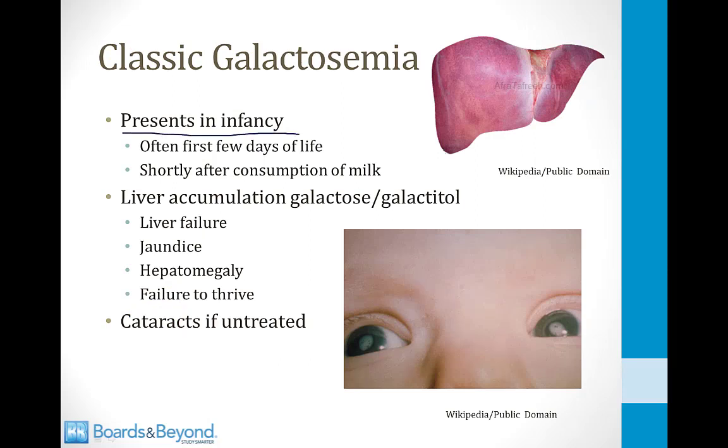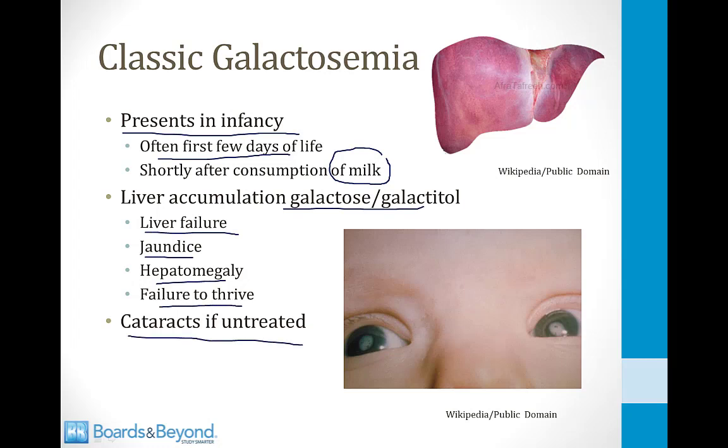This will present in infancy, usually in the first few days of life, shortly after the baby starts to consume milk, because remember, milk is the major source of galactose. The liver will accumulate galactose and galactitol, and there will be liver failure and jaundice and hepatomegaly and failure to thrive. And if the condition is untreated, cataracts will develop. And cataracts in children is very rare. And if you see this, one of the things you should think about is classic galactosemia.